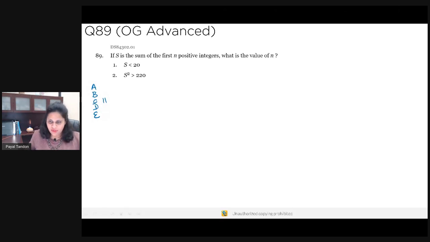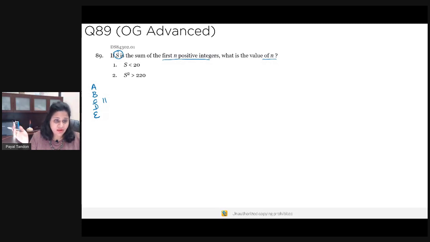So I'm going to go into the solution here, because I do have 3 more questions after this. All right, if S is the sum of first n positive integers, what is the value of n? Okay, now S is given as the sum of first n positive integers.